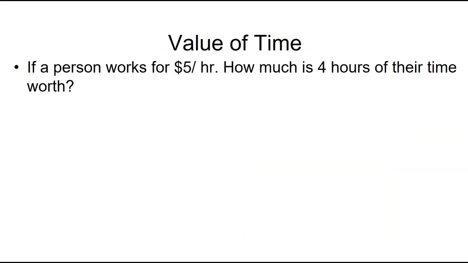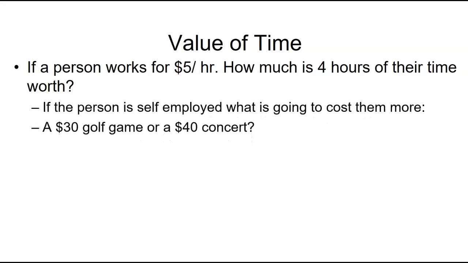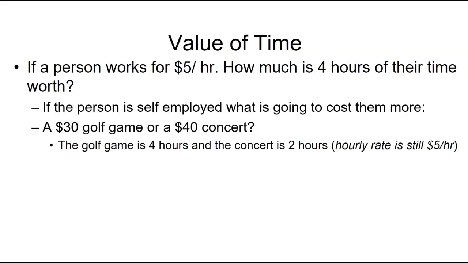Now, if we talk about the value of time for things like cost, we take this into account. So if a person works for $5 an hour, how much is 4 hours of their time? $20. So if a person is self-employed, meaning unless they work, they don't get paid, which would cost more, a $30 round of golf or a $40 concert? Well, the golf takes 4 hours, the concert takes 2 hours. So which is more expensive?